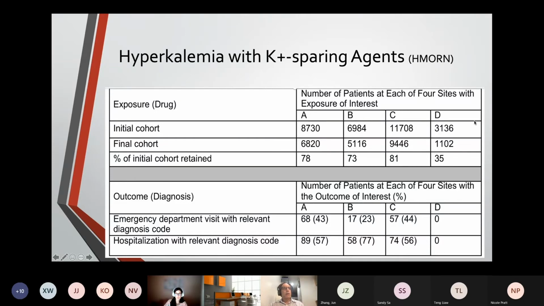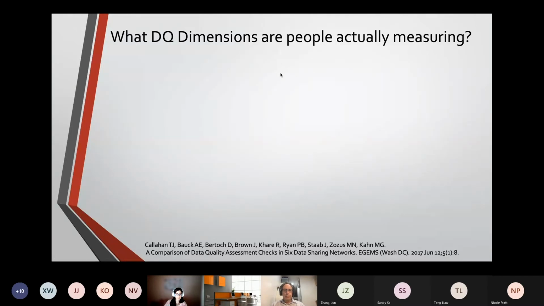Here are 4 different study sites, and something is clearly different with site D relative to everybody else, both in terms of their cohort counts. They're getting half of their cohort percentages than everybody else, and they're not seeing the nature of the outcome that all the other sites were seeing. And this is something that becomes very obvious when you do a multi-site study and you lay sites up next to each other.